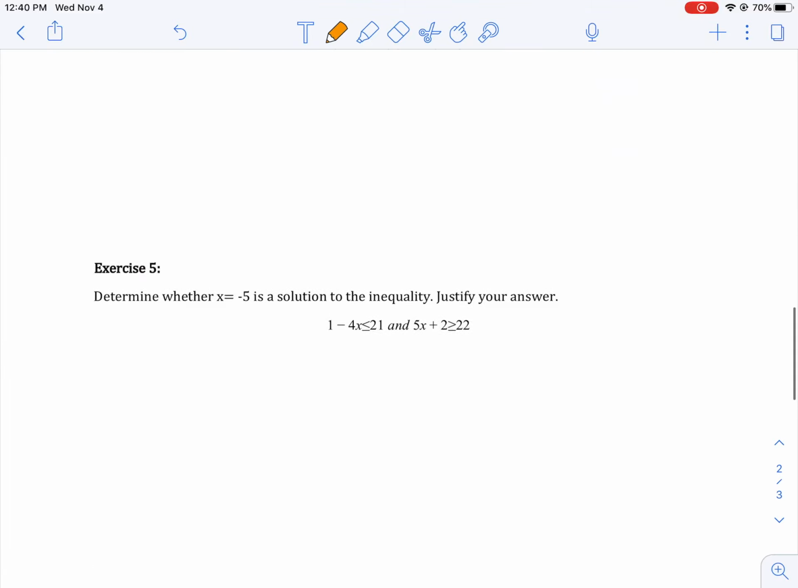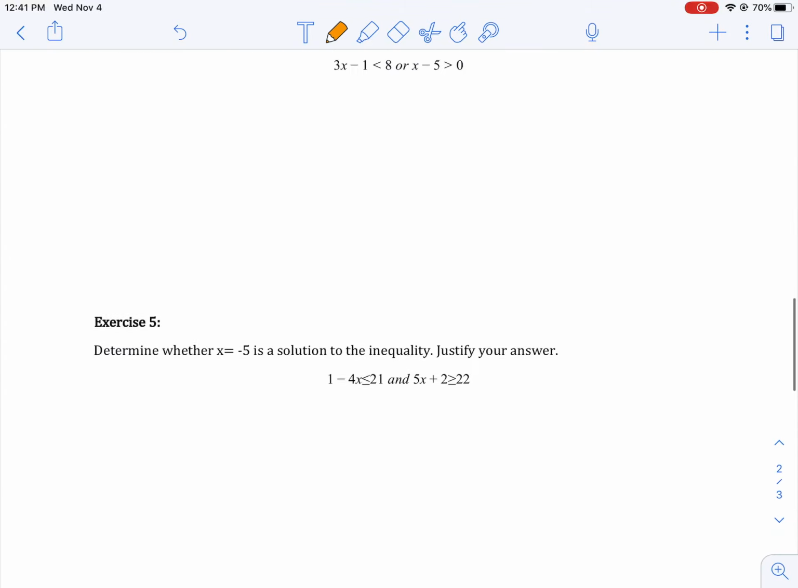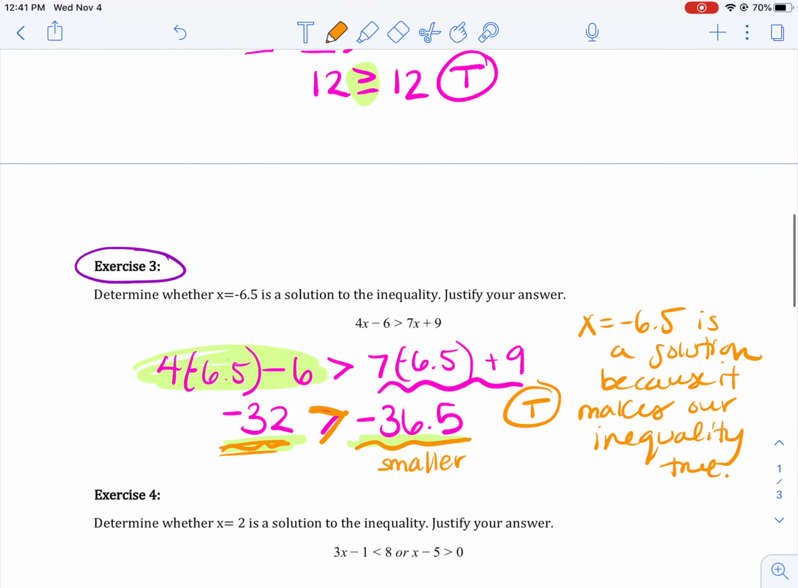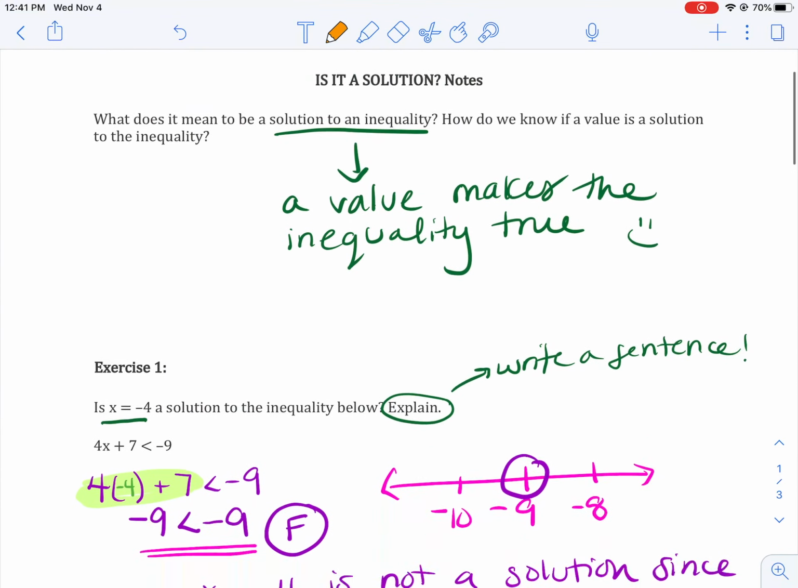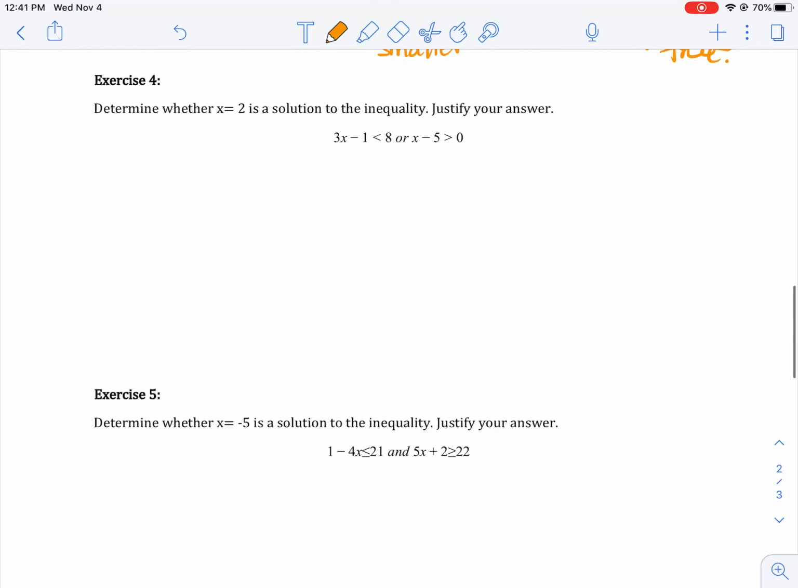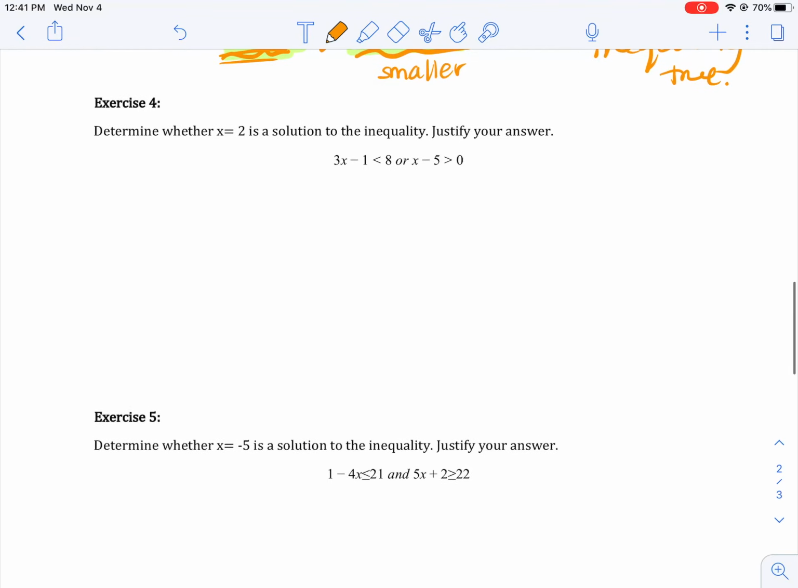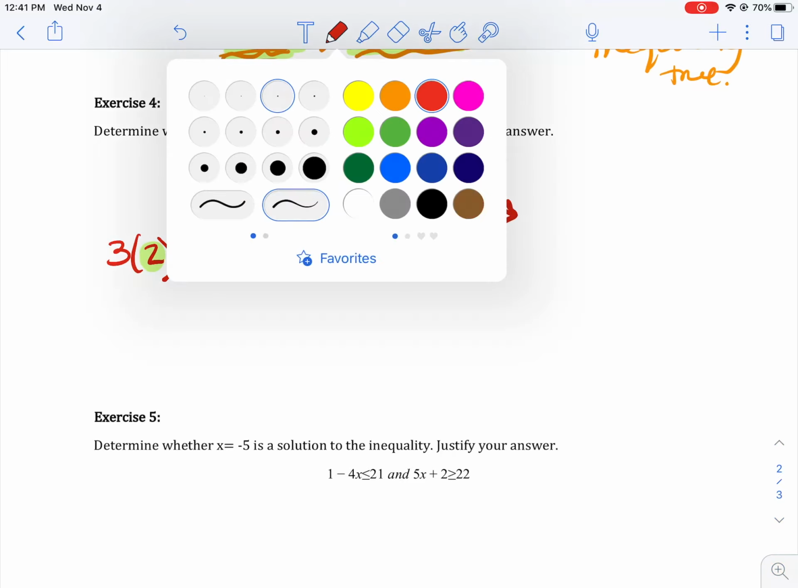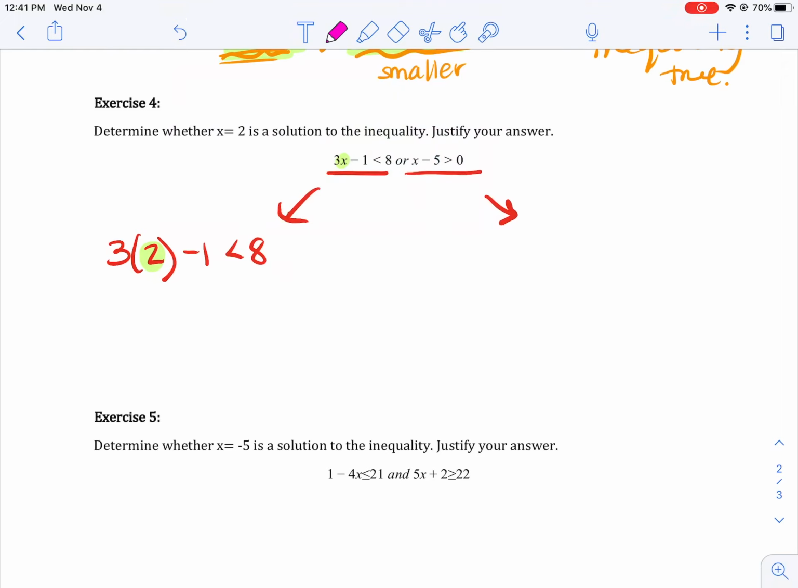Okay, let me just zip ahead and see which other ones we want to do with you guys. Okay, so let's try this one too. We have 2 things to plug in for, so I'm going to make a different spot for each one. 3 times 2 minus 1 is less than 8. So do you guys see here, instead of putting an x, I put in 2. I'm going to do the same thing over here. 2 minus 5 is greater than 0.